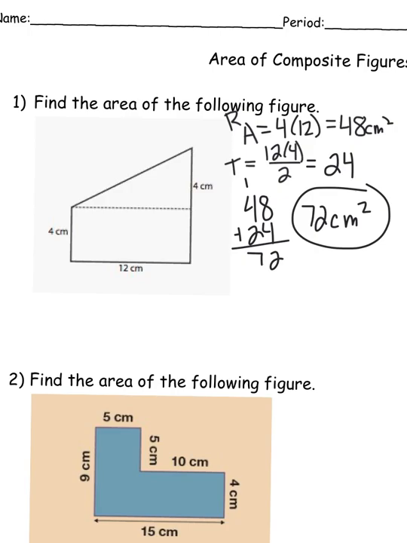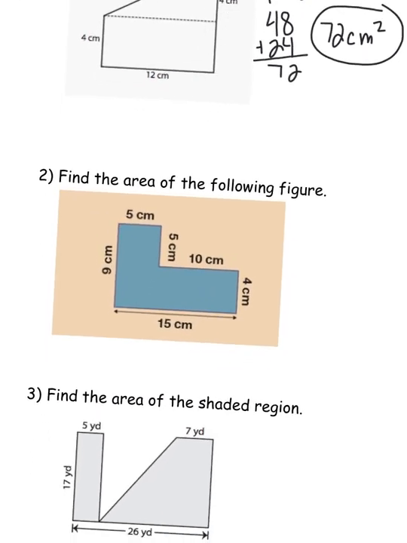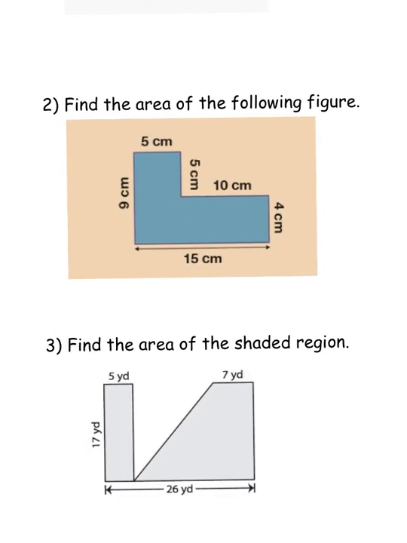Okay, so moving on to number 2, we see this L-shaped figure. So what we want to do is think about how we can look at this figure and how we can take out the different pieces or separate it. So one possibility is I could cut it into 2 rectangles this way, in which case I would have a 9 by 5 rectangle and then a 10 by 4 rectangle, and I could add those together.